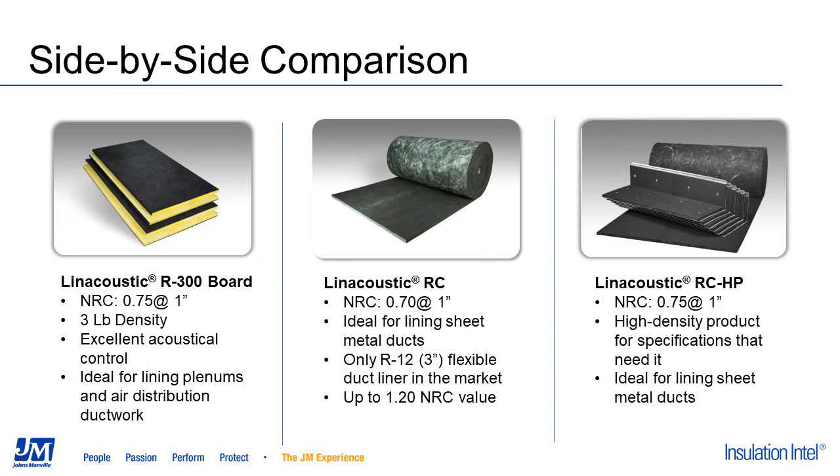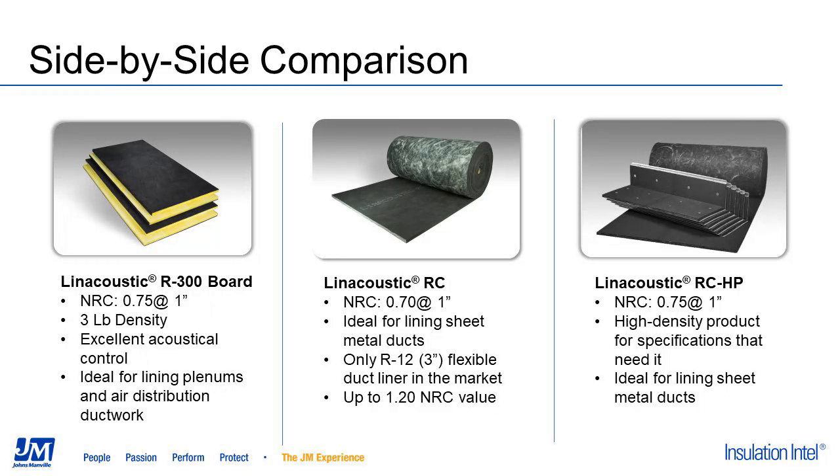Starting with the Line Acoustic R300, you're looking at a rigid fiberglass board with a glass mat airstream facing. R300 has an NRC value of 0.75 at 1 inch thick with 3 pound density, making it an excellent acoustical insulation. It's ideal for lining plenums and large air distribution ductwork, as well as other unique acoustical control situations that I will address here in a moment.